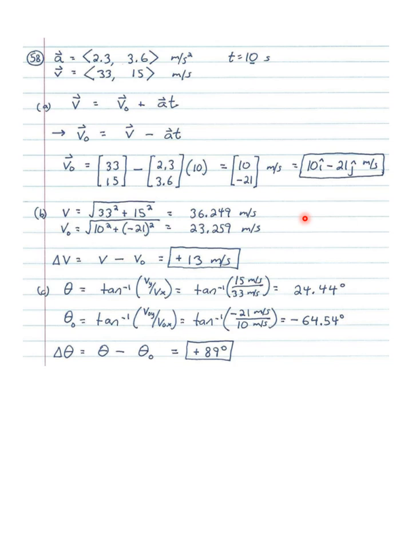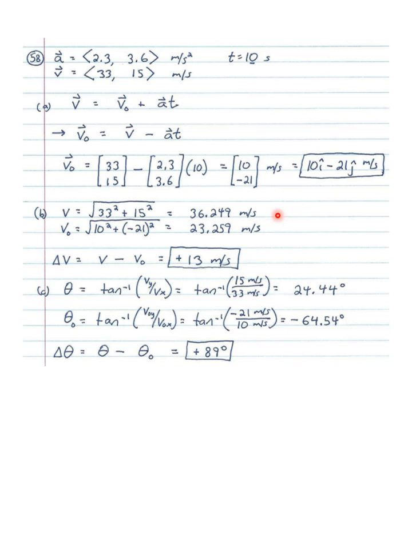Question B asks, by how much did its speed change? Now remember, speed is the magnitude of velocity. We have the final speed, which is, let's take those x and y components, we're going to use the Pythagorean theorem, 33 squared plus 15 squared, and you get 36.249 meters per second.